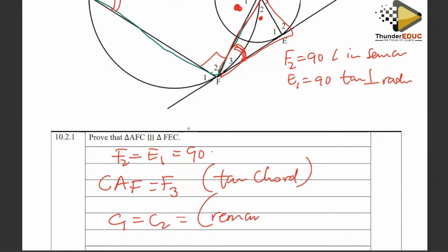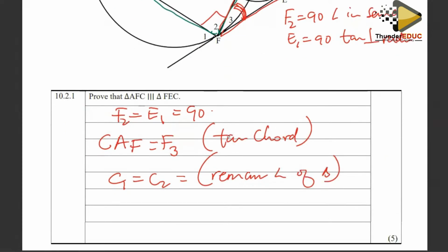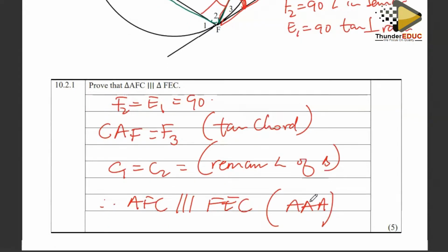Reason: the remaining angle of a triangle. So we have three fundamentals and you draw the conclusion. Therefore, AFC is similar to FEC. Reason: we said angle, angle, and then angle. Okay, so that is how we would obtain the 5 marks.